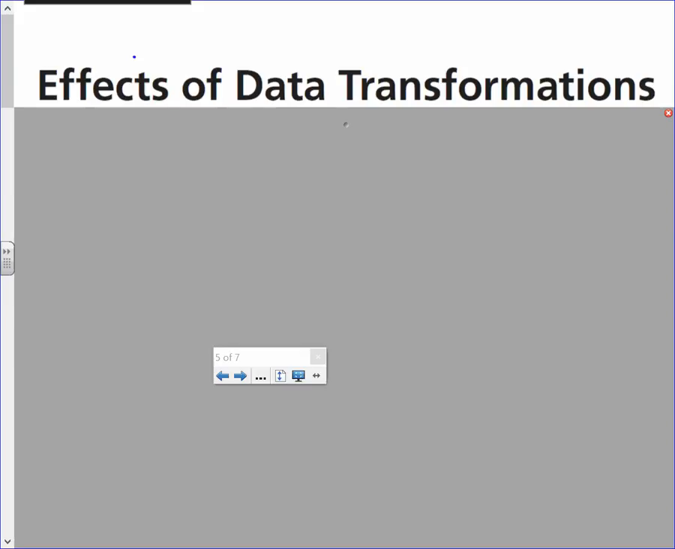To transform something means to what? Right, exactly. Effects means the results. Look at the effects of data transformation.